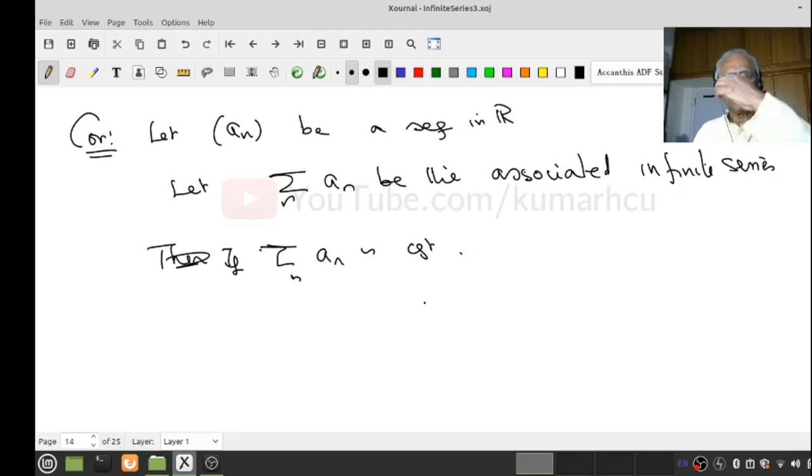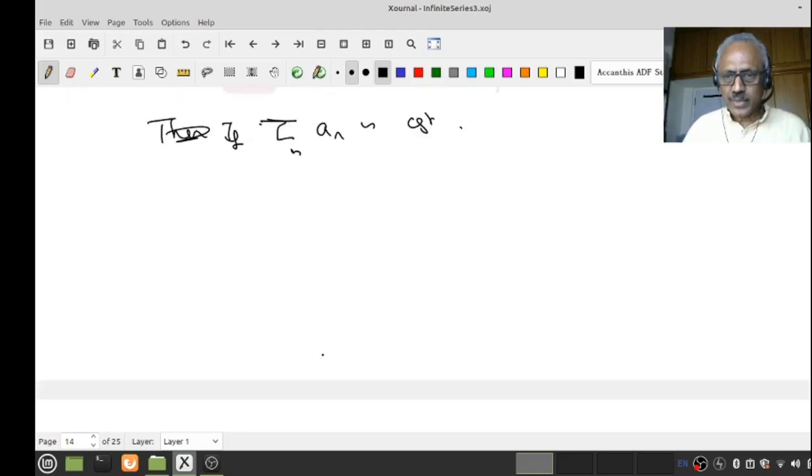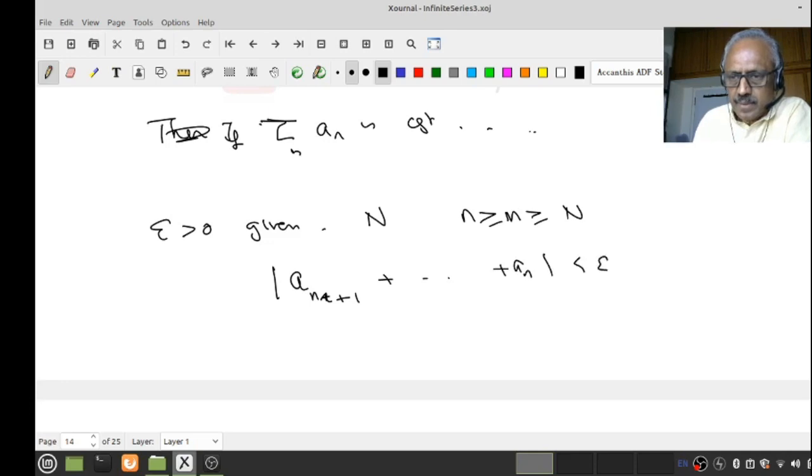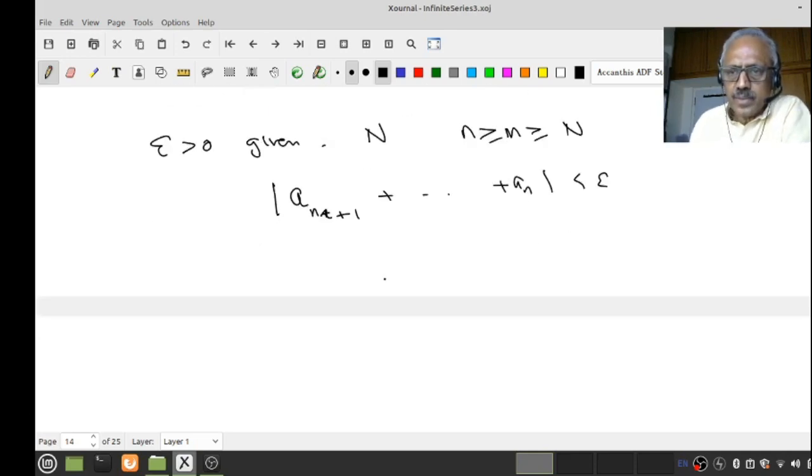Okay, we know the sequence of partial sums is Cauchy, but let's look at something. I just want to see, I don't want to write it here, I'll come back. So let epsilon be given. Then I know there is a natural number N. Then what do I know is for all n greater than or equal to m greater than or equal to N, something happens. What happens? Modulus a_{m+1} plus etc. plus a_n is less than epsilon, right? You follow that?